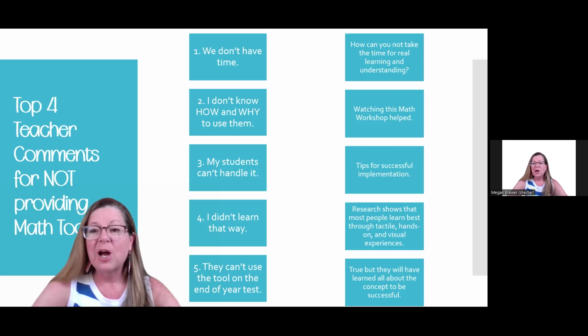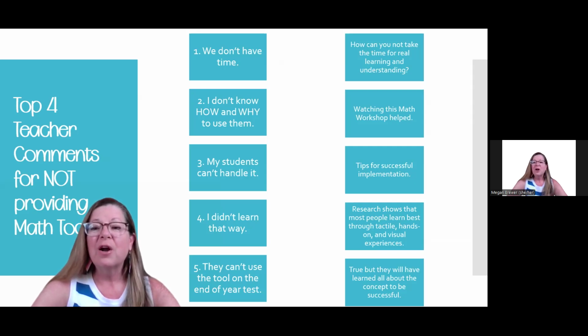Hopefully, this math workshop helped you with the second comment, providing the rationale for the how and the why. We respect that you are the professional in the classroom and that it is your decision on how to provide the best instruction possible for your students.